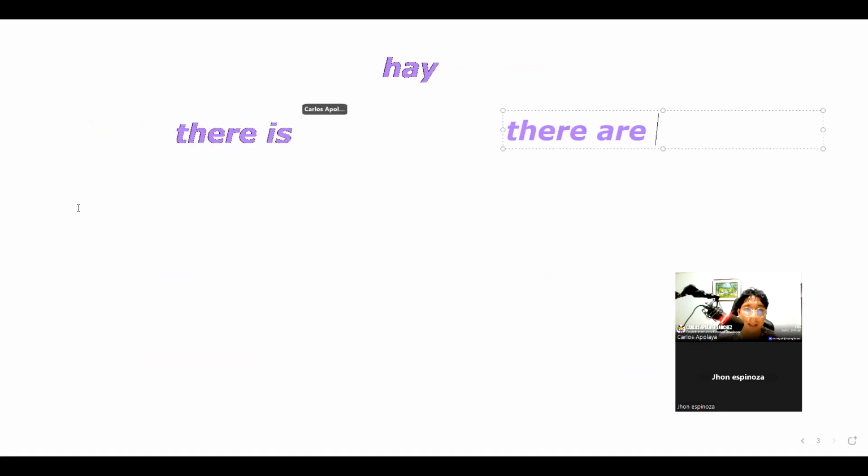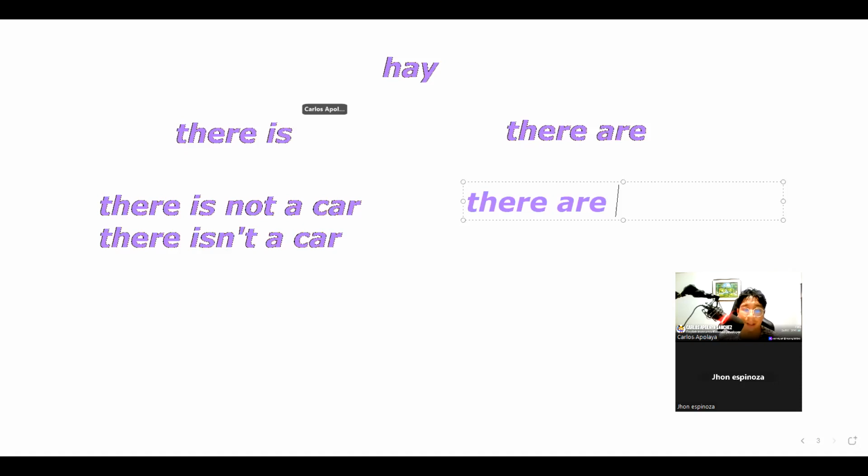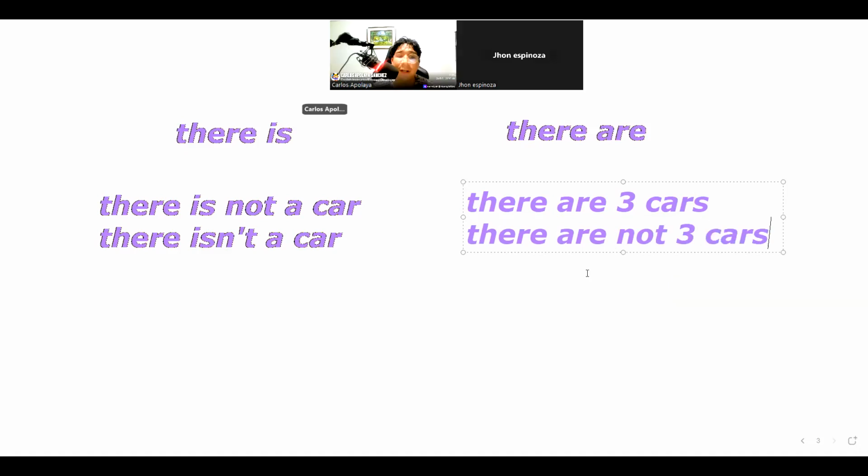And the next one. Do you remember that in English there are two ways to say hay, right? There is and there are. Remember that in negative form you say there is not a car, or there isn't a car. But what about there are? When you have there are, you say there are three cars, or there are not three cars, right? My question is, do you know the amount of cars?